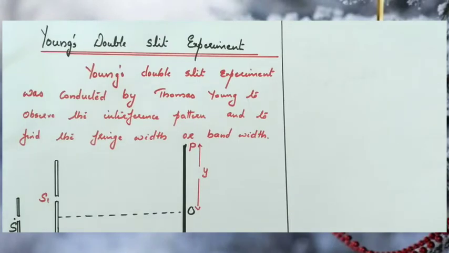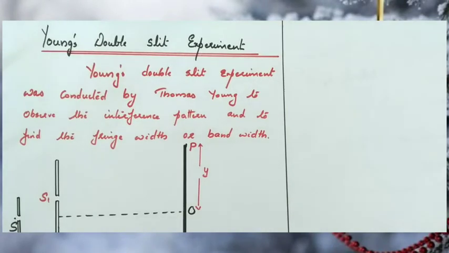We can discuss Young's double slit experiment. The experiment was conducted by Thomas Young to observe the interference pattern and to find the fringe width or bandwidth. Do you know what an interference pattern is? Interference pattern means alternate dark bands and bright bands. That is called interference pattern. So this experiment was conducted to observe the interference pattern and also to find the width of the fringes or bands.